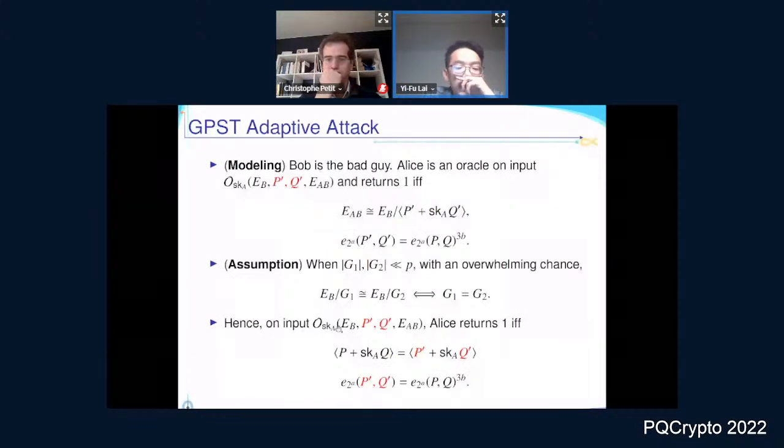So simply speaking, in the GPST attack, Bob just manipulates P prime and Q prime, and Alice will tell Bob whether the manipulated kernel is identical to the original one, and she will also do a Weil pairing check here.